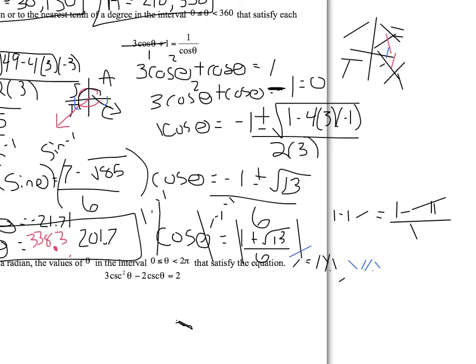Same idea for the one with the minus. So we take, these are negative ones. Negative 1, inverse cosine negative 1 minus radical 13 over 6. And you will get theta equals 140.1. We graph that, which is in quadrant 2. In quadrant 2, cosine is negative. Cosine is also negative in quadrant 3.